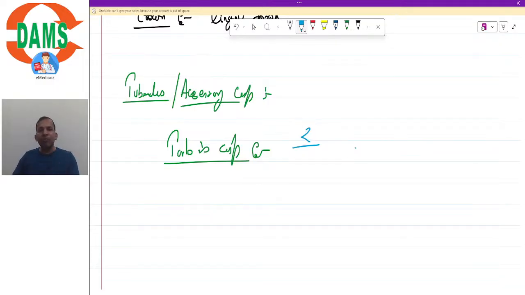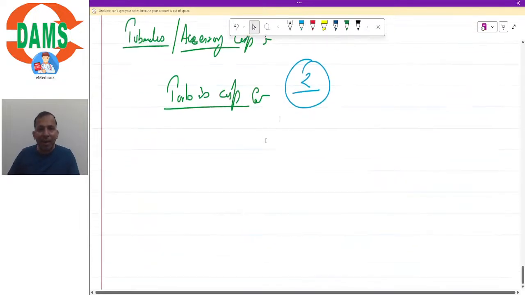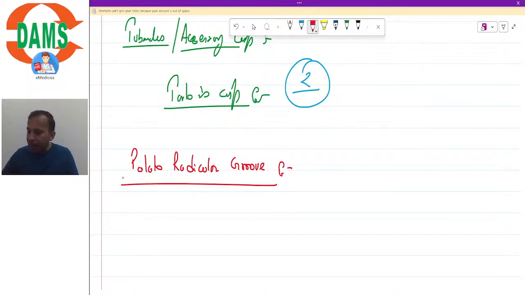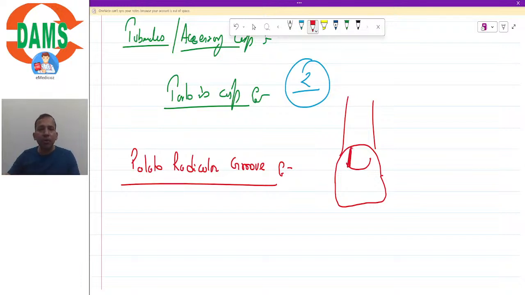Similarly, we also have one more depression in case of maxillary lateral incisor, which is exclusive to maxillary lateral incisor. So what is that depression? Palato-radicular groove. So what is the palato-radicular groove? Let's say this is the maxillary lateral incisor, this is the root. Here you have the cingulum. On the mesial side of the cingulum, sometimes a groove is seen going towards the root. So this groove is known as the palato-radicular groove, right?